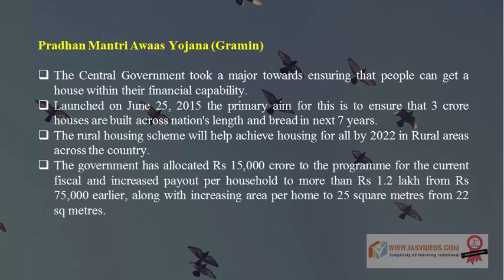The government has allocated Rs 15,000 crore to the program for the current fiscal and increased the payout per household to more than Rs 1.2 lakh from Rs 75,000 earlier, along with increasing the area per home to 25 square meters from 22 square meters.